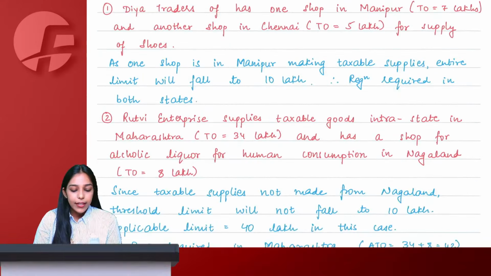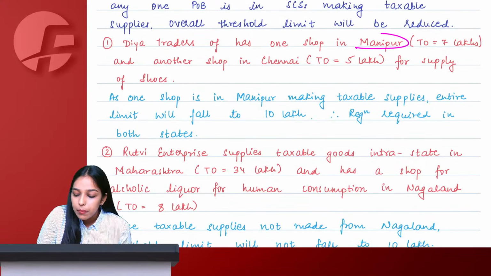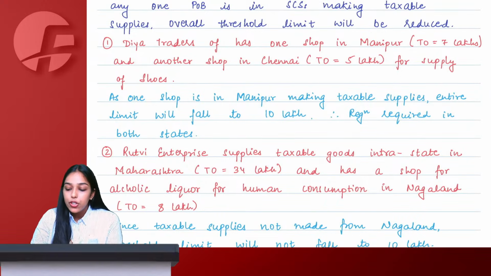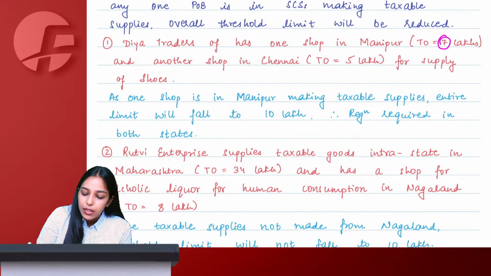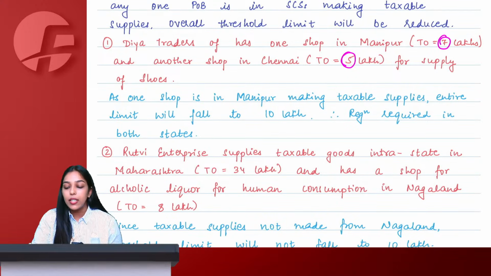We'll take two examples for more clarity. Diya Traders has one shop in Manipur and another shop in Chennai for supply of shoes. So we are making intrastate supplies of shoes. In Manipur my turnover is 7 and in Chennai my turnover is 5. So first of all, what is my aggregate turnover?